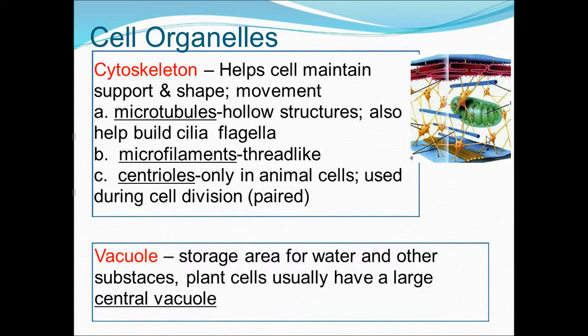The next organelle is called the vacuole. This is found in both plants and animals, but the vacuole in plants is usually very large and in the center, and in a plant it's used for support and structure. But a vacuole is a storage area for water and other substances. If the vacuole in plant cells loses its water, then the plant wilts and gets all droopy.